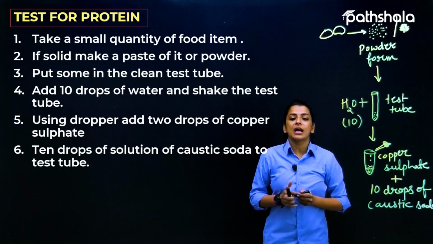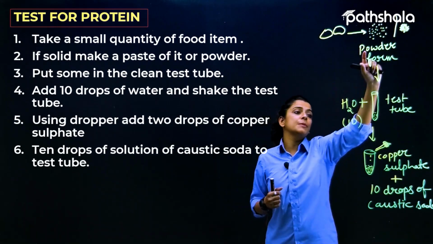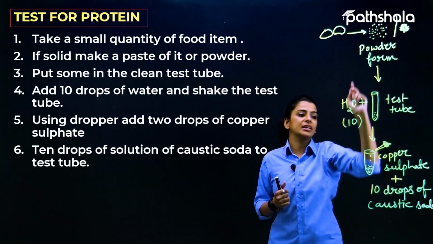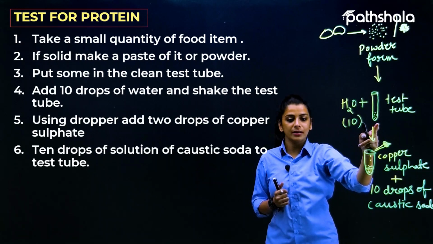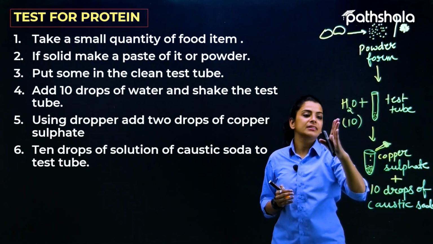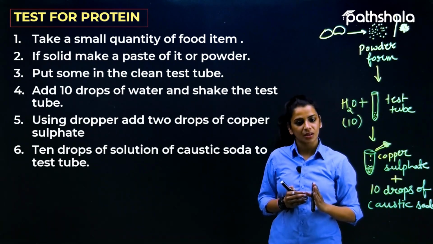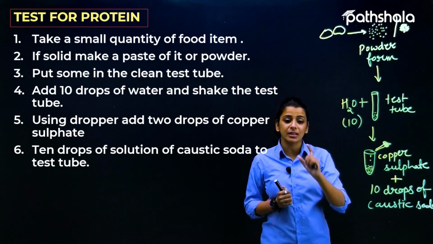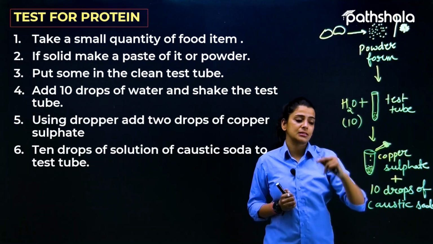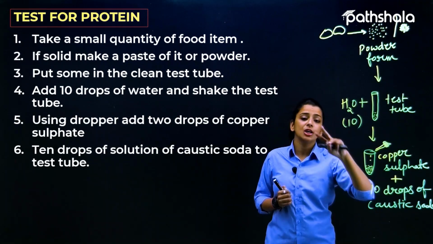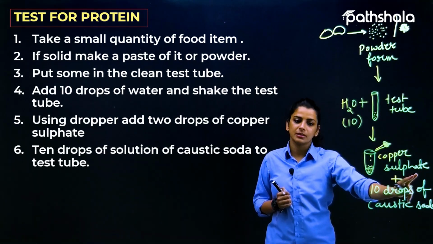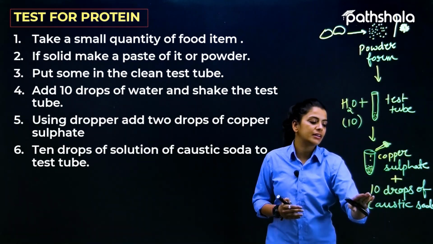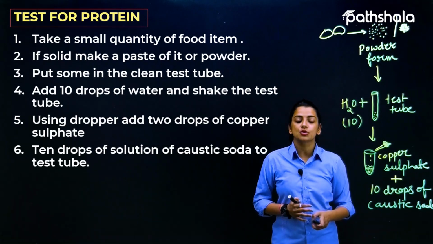So now what we have done, हमने क्या किया है? इस powder form को या paste form को we have taken it into the test tube, right? Then after that we added 10 drops of water in it, right? And we shook it really well. आपने अच्छे से shake कर लिया test tube को. Next, आपने add किया है 2 drops of copper sulfate, right? And after that we have added 10 drops of caustic soda.